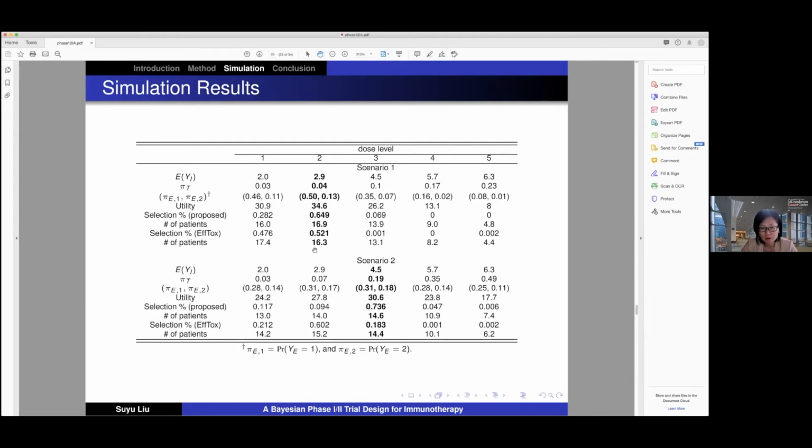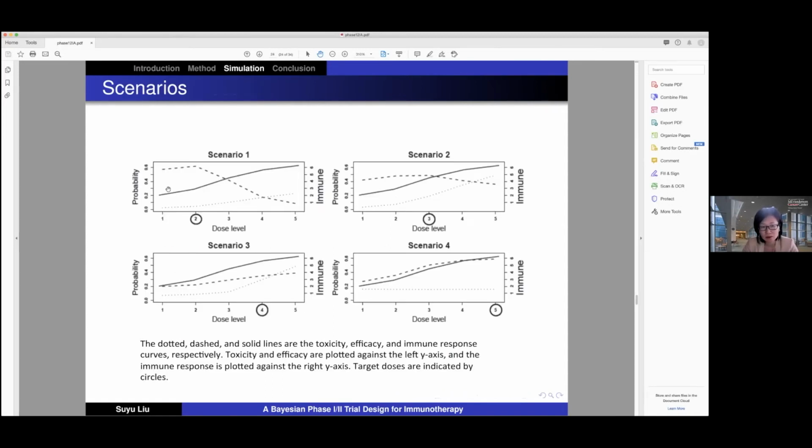For the first scenario, dose level 2 is the true optimal biological dose. By considering the immune response, the proposed design has successfully selected the true biological dose with selection probability 0.649, which is higher than the selection probability using only efficacy and toxicity outcome, 0.521. As we saw in the previous slides in scenario 1, the efficacy has a slight increase, then drops after dose level 2.